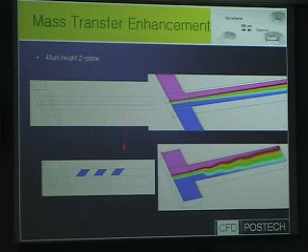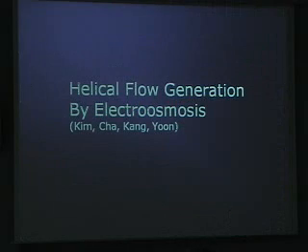But when we use this kind of slanted, non-uniform surface properties, they could increase the mass transfer over the same distance, but as you can see here, much more mixing occurs. Right. So this is one brief example.